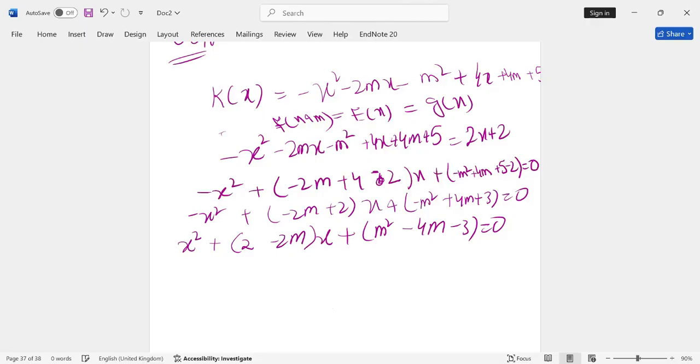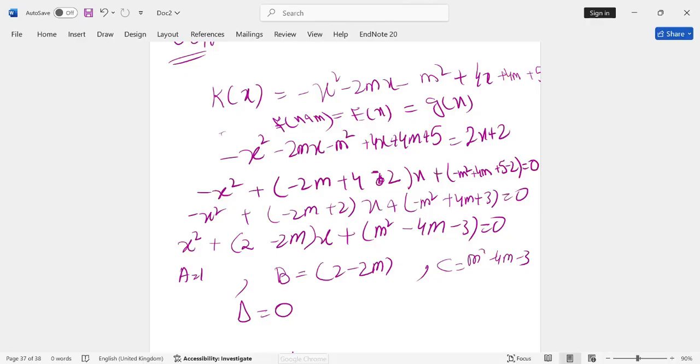So we have the equation in standard form. From the equation, you can find that A is 1, B equals 2 minus 2m, and C equals m square minus 4m minus 3. Okay, so we have the discriminant equal to 0. The discriminant is equal to 0.